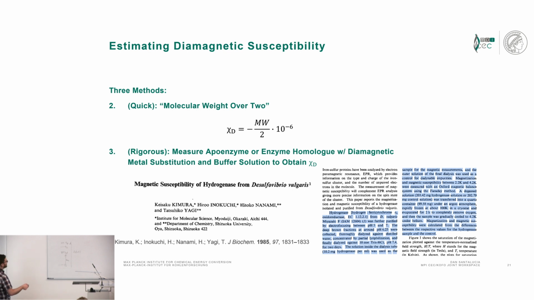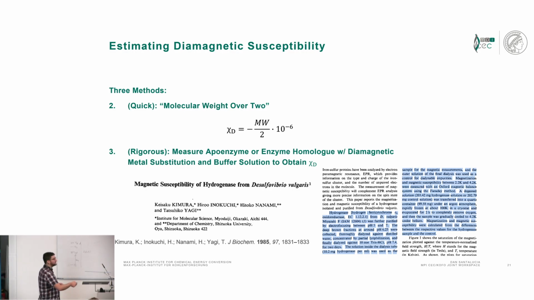You can take an apo enzyme, so maybe you've taken photosystem 2 and you've removed the OEC. It will be fine because it's a rock, right? The OEC is pretty stable. And you just measure that apo enzyme. Or you can also take an enzyme homologue and replace things with zincs and galliums and have a diamagnetic version of your protein, okay? And maybe some buffer solution to help everything out, right?